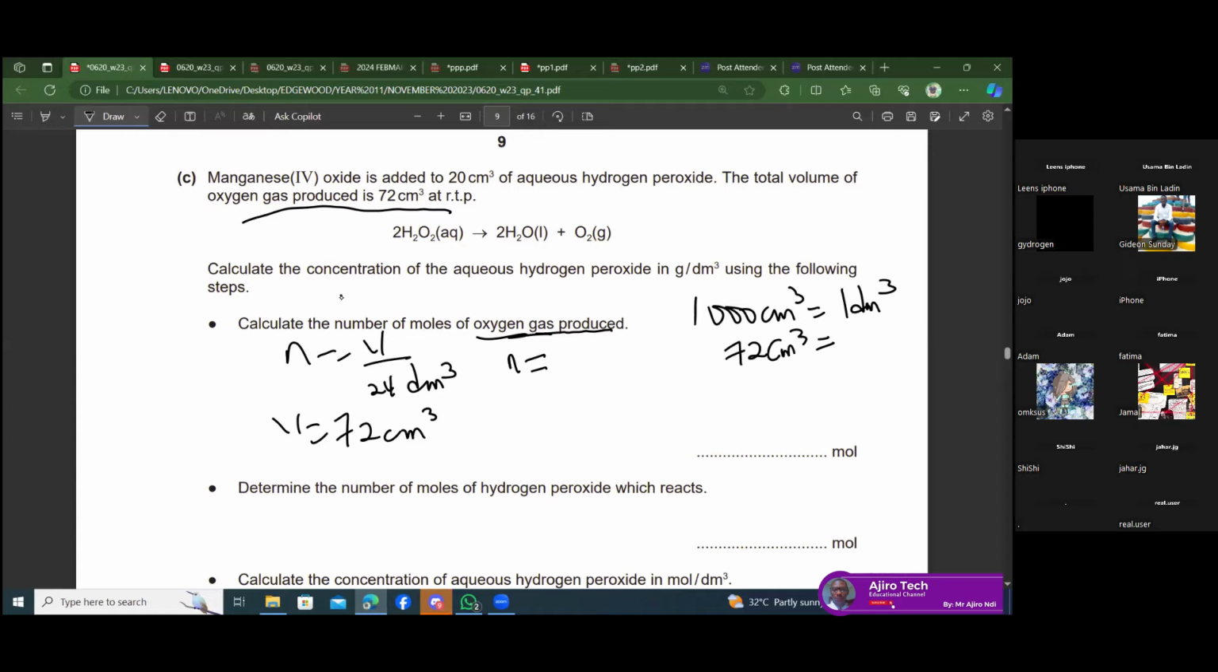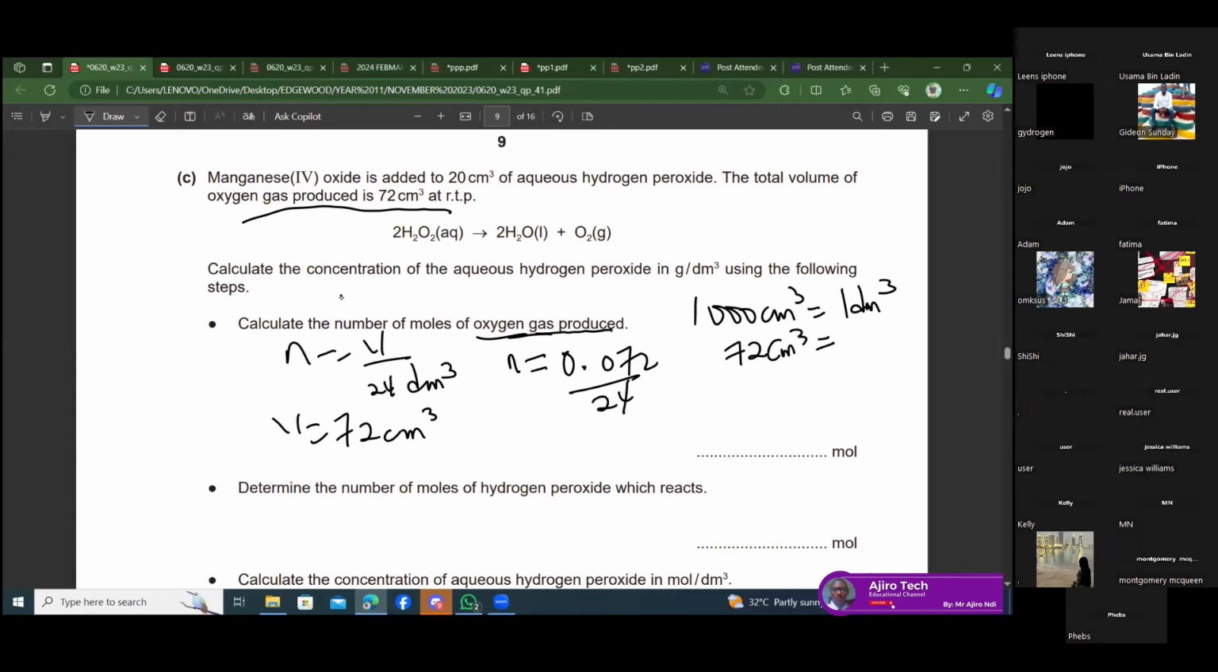So n is simply going to be 0.072 divided by 24. If you use your calculator on this, let me use my calculator so that I can be fast with it. So this is 0.003.